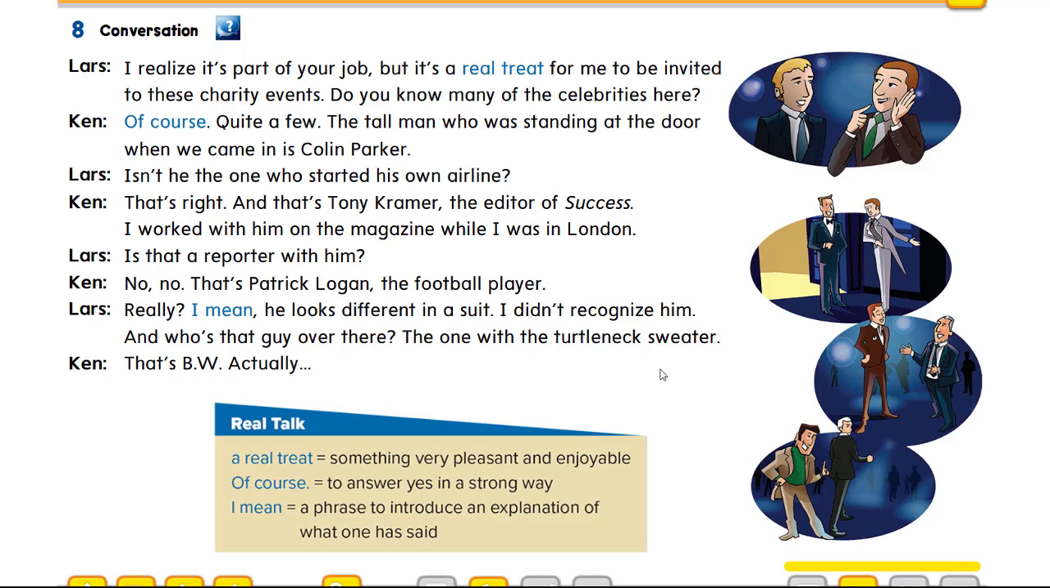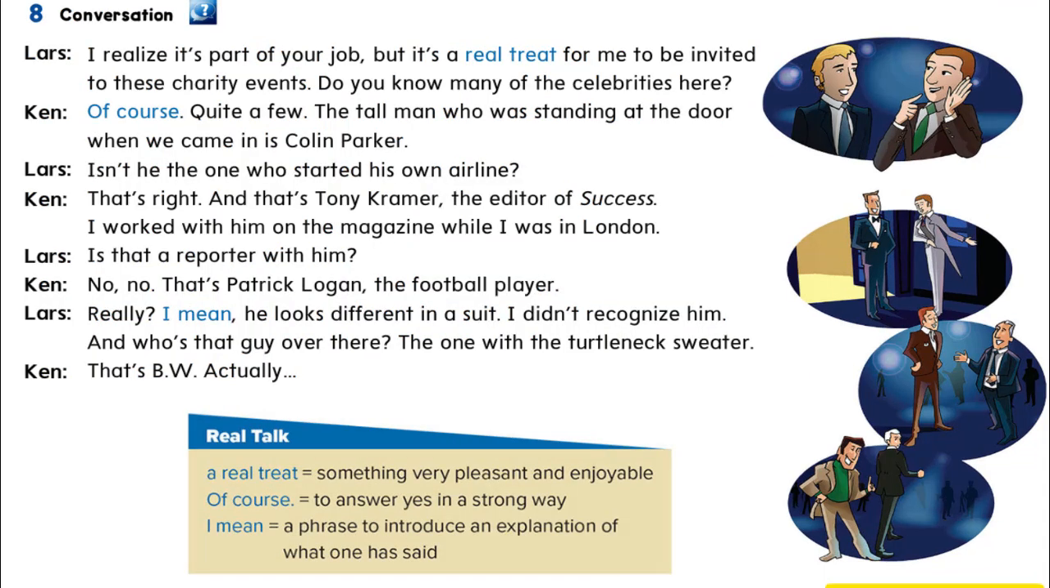8. Conversation, محادثة, real talk. A real treat, something very pleasant and enjoyable, شيء ممتع جداً. Of course, بالطبع, to answer yes in a strong way. I mean, أعني, a phrase to introduce an explanation.